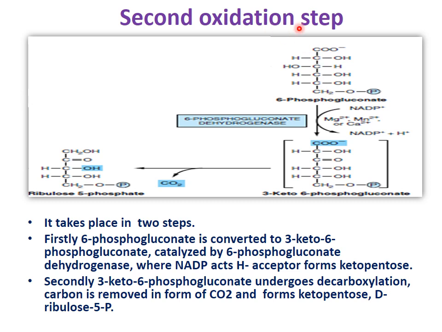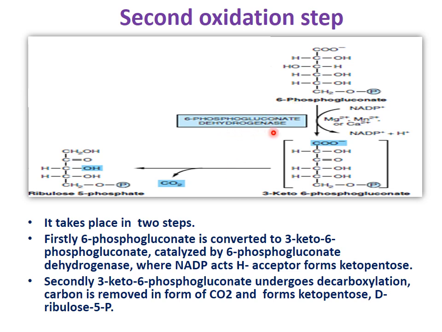Now the second step of oxidation takes place in 2 steps, same as the first. Now this 6-phosphogluconate, in the presence of this reducing element, that is NADP, is converted into 3-keto-6-phosphogluconate. This 3-keto compound is then converted into a ketopentose sugar with removal of 1 CO2. So here 2-step reactions are there.